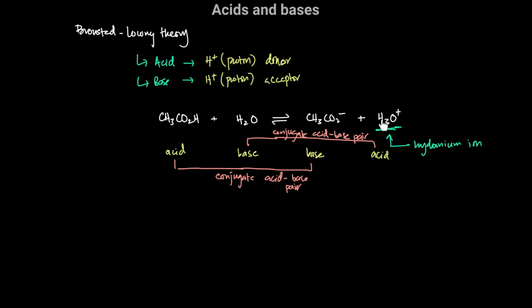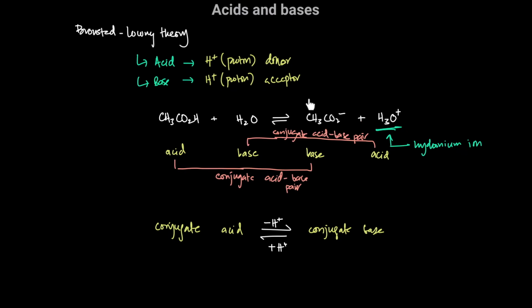Similarly, we can say that water is the conjugate base of the hydronium ion. When the hydronium ion loses a proton, it forms its conjugate base. So if we have a conjugate acid, when that conjugate acid loses a proton, it forms its conjugate base. And similarly, when that conjugate base gains a proton, it forms its conjugate acid. So this is what we mean by a conjugate acid base pair.